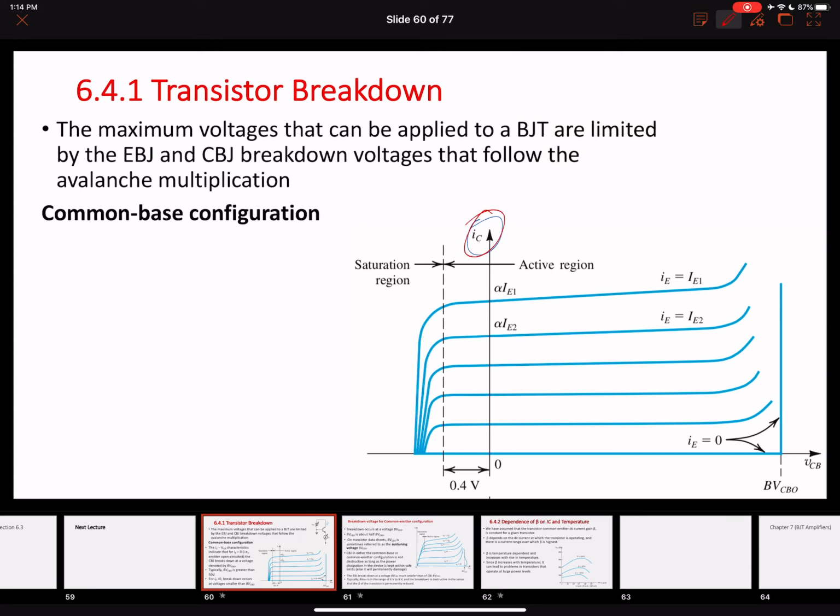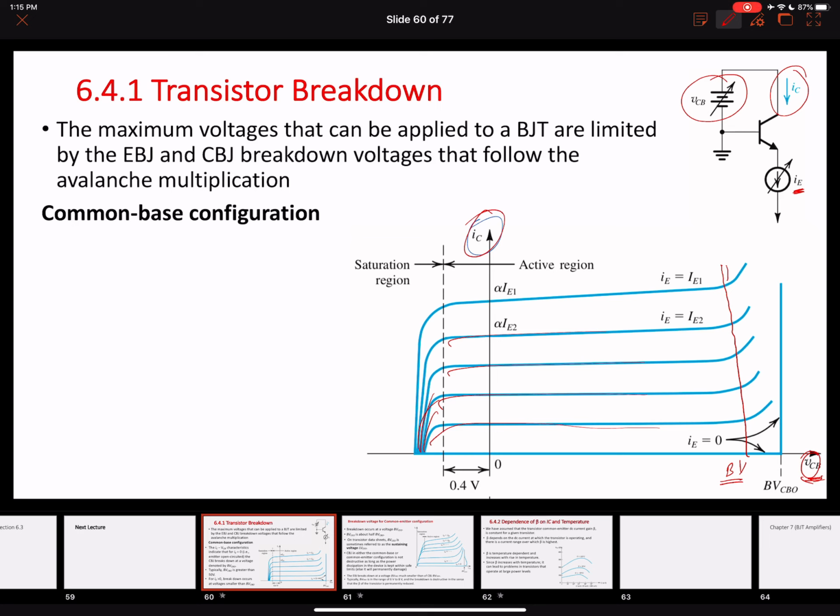We have a collector current and we have a collector-to-base voltage over here. You can draw these characteristics using the circuit, right? For a fixed value of the emitter current, you can vary the value of the collector-to-base voltage and find out the value of the collector current, so you can develop all of these characteristics here. However, at a specific breakdown voltage value, we enter into this avalanche mode or avalanche region.